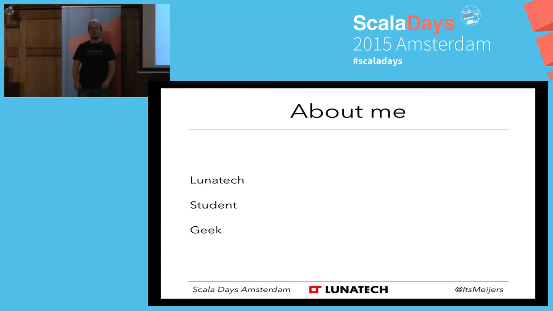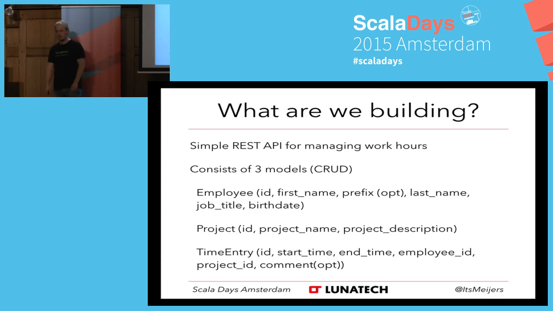My name is Meijers. I am a junior software developer at Lunatech. Lunatech is a software company based in Rotterdam, where we build mostly Scala applications using the Play framework and Akka. I'm also a student, currently pursuing a bachelor's degree in information technology. And in my spare time, I like to geek out and learn about stuff like functional programming and basically everything evolved around the web.